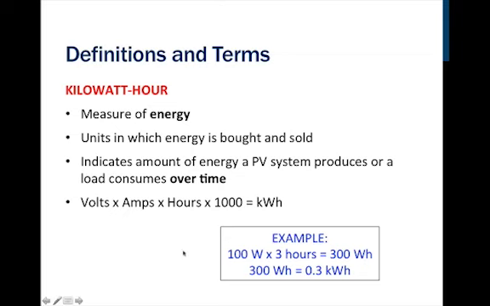Down at the bottom, we have a sample or an example here. We have 100 watts times 3 hours equals 300 watt hours, which is the same as saying if we divide 300 by 1,000, it would be 0.3 kilowatt hours. Same thing.